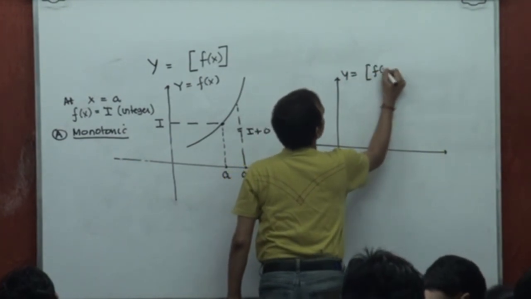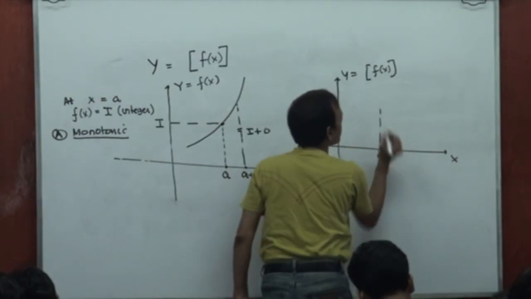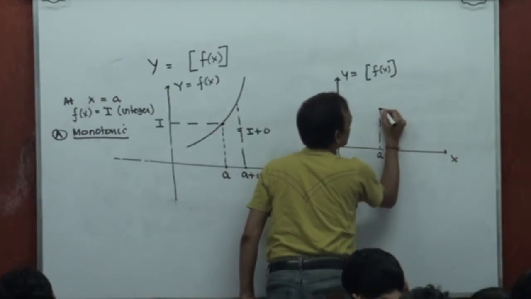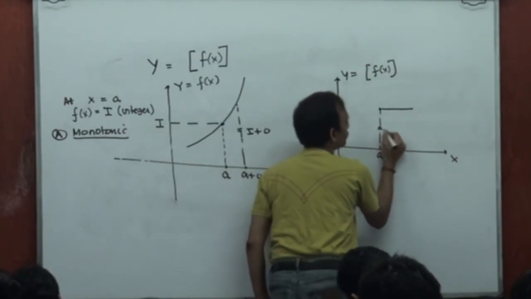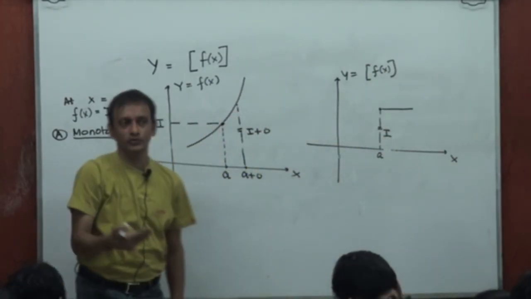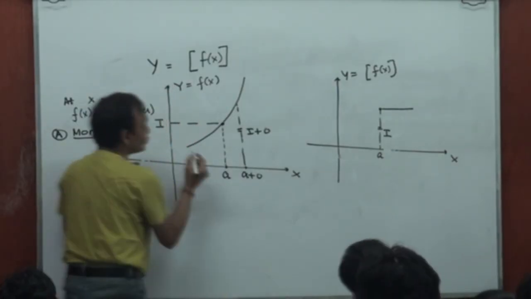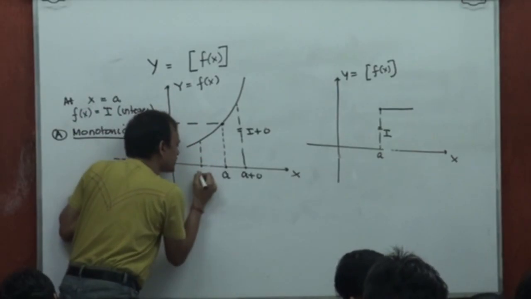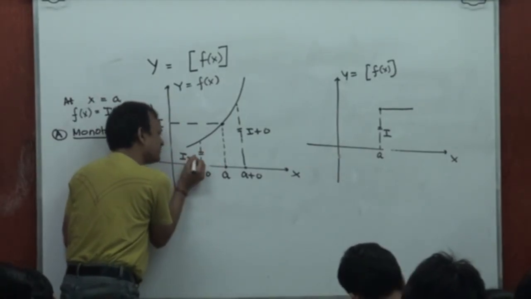Box of fx to the immediate right of x equal to a, as well as at x equal to a, will be I. Box of fx would be I. Now, to the immediate left of x equal to a, realize that fx is slightly less than I.